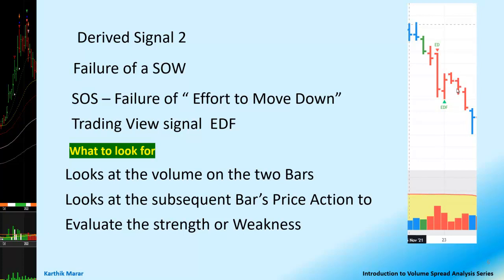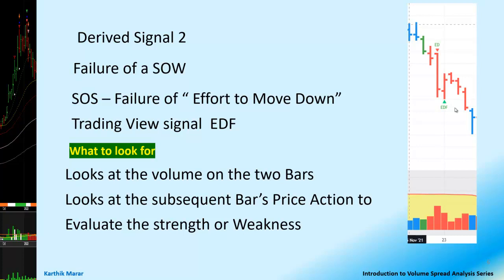But the next bar shows there was more weakness coming in here, but the bar again closed in the middle and the spread was not too much, again indicating the demand trying to put up a fight against the supply. But the next bar clearly the supply dominated and pushed the prices down. So this way you can read the price action of the subsequent bars to see if the strength given by the EDF will stand or it will be negated.